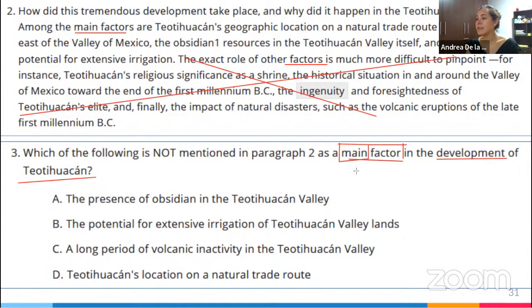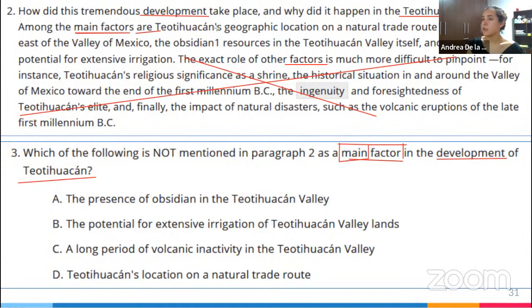So we're looking for only the main factors. So we're just going to focus on this part. How did this tremendous development take place and why did it happen in the Teotihuacan Valley? Those are keywords. Remember the question that we have asked ourselves: what are the main factors in the development of Teotihuacan? Among the main factors are, and then we have a list.